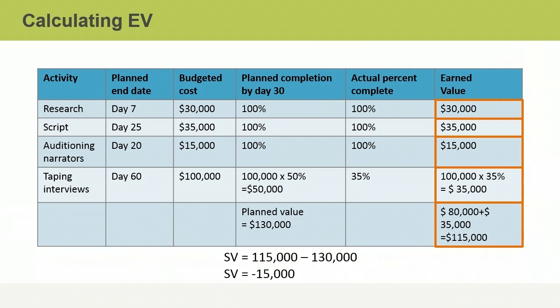Once you have the planned value and the earned value for a given period, you calculate the schedule variance by subtracting the planned value from the earned value. In our example, the earned value is $115,000 and the planned value is $130,000, so the schedule variance for this period is negative $15,000. Since the variance is negative, we know this project is behind schedule.